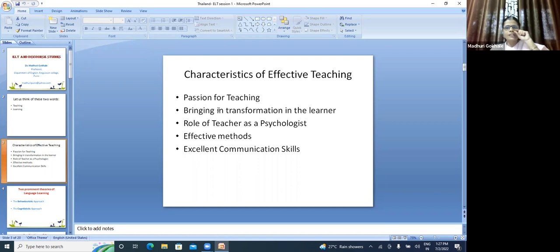Another important characteristic feature is that we must have knowledge of as many methods as possible. Now, having knowledge doesn't mean that each and every method we are going to bring in each and every classroom, right? That's not possible. Sometimes we combine methods, what is called the eclectic approach. Do you know this word? Eclectic, E-C-L-E-C-T-I-C. Eclectic means to combine the best of all.